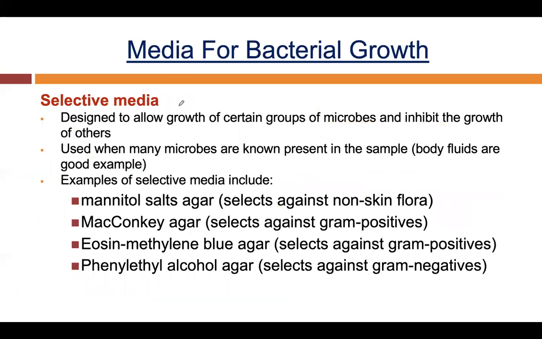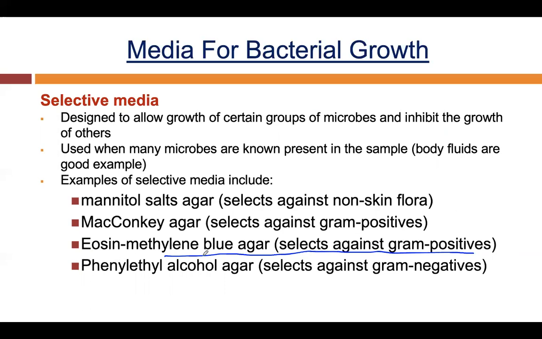Another important media is selective media. Selective media actually select a group of bacteria to grow. Basically, they control the growth of one group of bacteria and allow another to grow. Like, let's say EMB, eosin methylene blue agar. This EMB agar media is selective for gram-negative bacteria. It means they allow gram-negative bacteria to grow. Any gram-negative bacteria you can grow on an EMB plate.